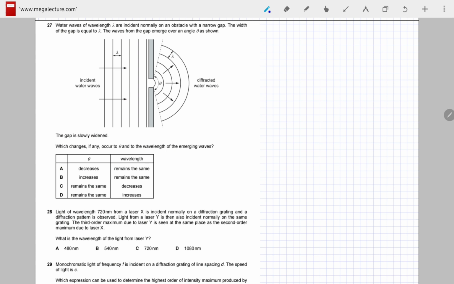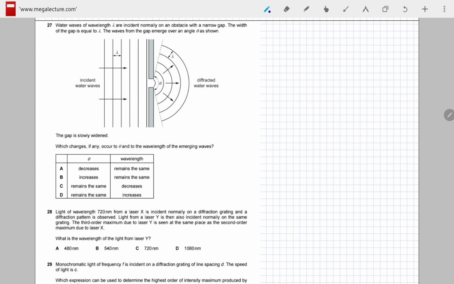Water waves of wavelength lambda are incident normally on an obstacle with a narrow gap, and the width of the gap is equal to the wavelength of water waves lambda, right? The waves from the gap emerge over an angle theta as shown, and we said that the gap is slowly widened. Which changes, if any, occur to theta and to the wavelength of the emerging waves?